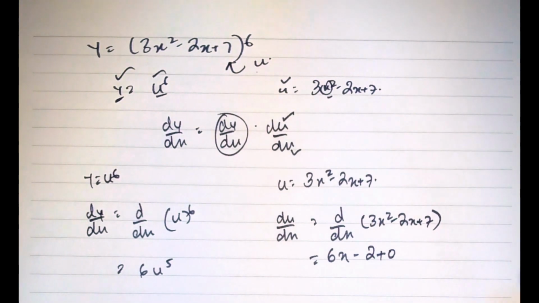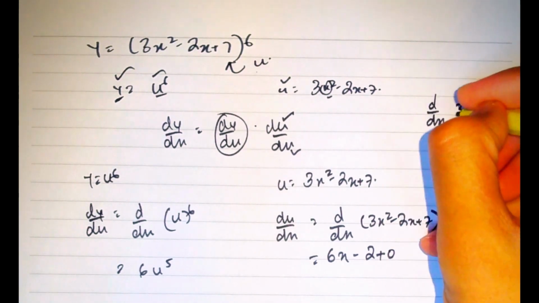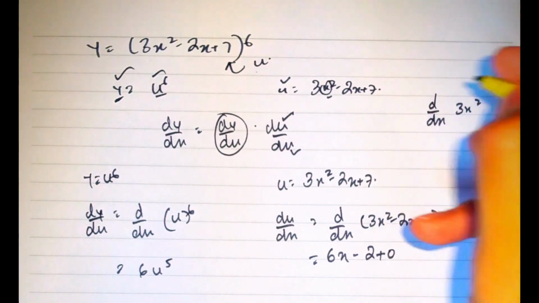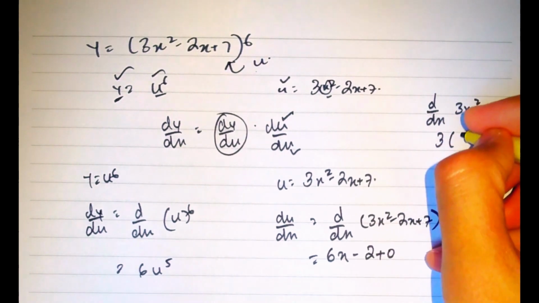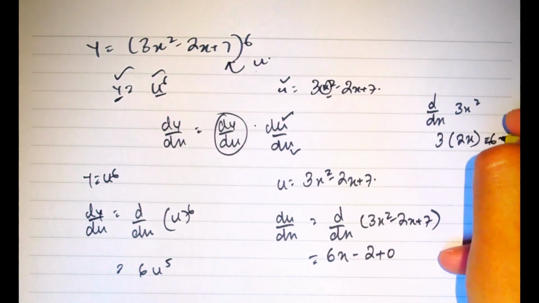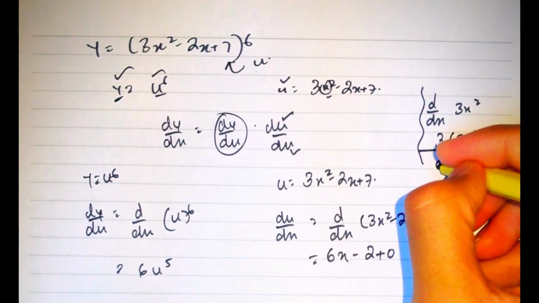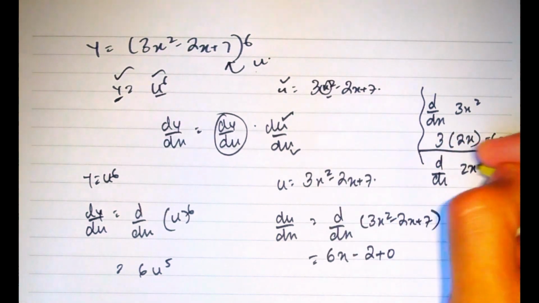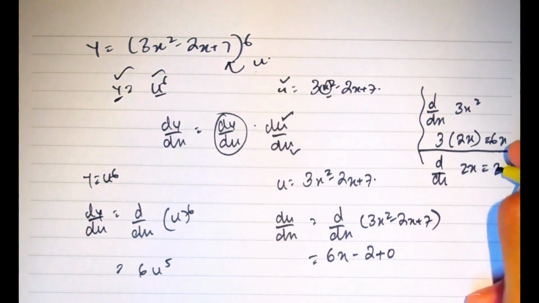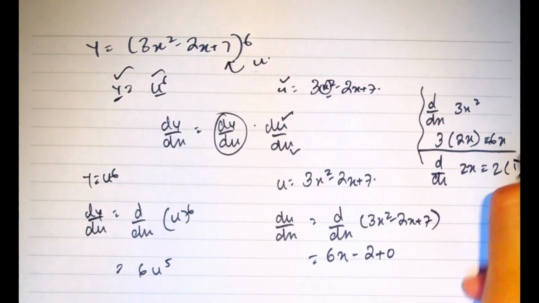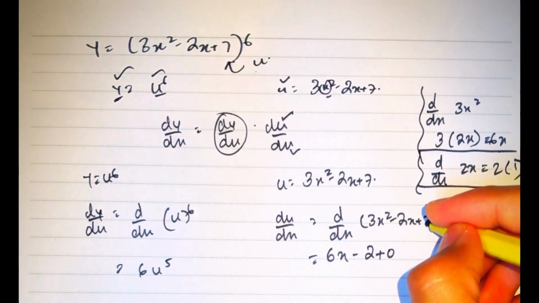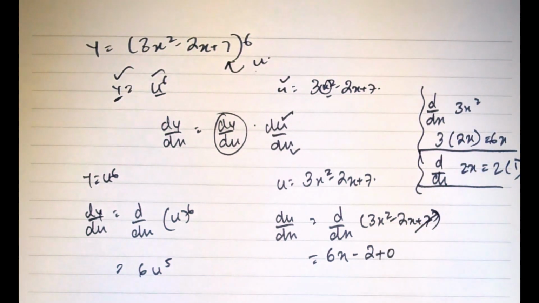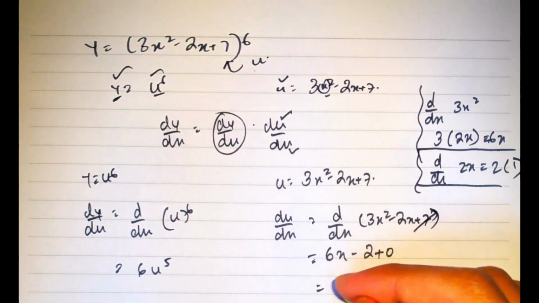So let me just clarify this thing. The derivative of 3x squared: the 3 would be kept separate, and the derivative of x squared would be 2x. So 3 2s are 6x. That's how you do it. And over here, the derivative of 2x: the 2 would be kept separate, and the derivative of x with respect to x is what? It's 1. So this is 2, and the derivative of any constant is equal to 0. So that's an obvious thing. So we have 6x minus 2.